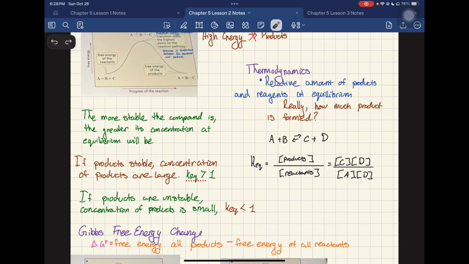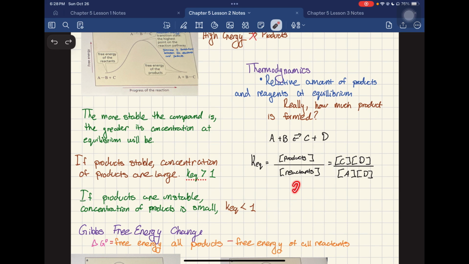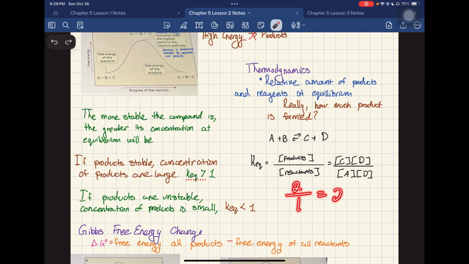If products are stable, the concentration of products is larger. The K equals is going to be 1, right? If we have 2 products over 1 reactant, it's going to be 2, which is greater than 1. However, if we have 1 product and 2 reactants, it's going to be 0.5, which is less than 1, right? And that answers that right there, which is if products are unstable, concentration of product is small.